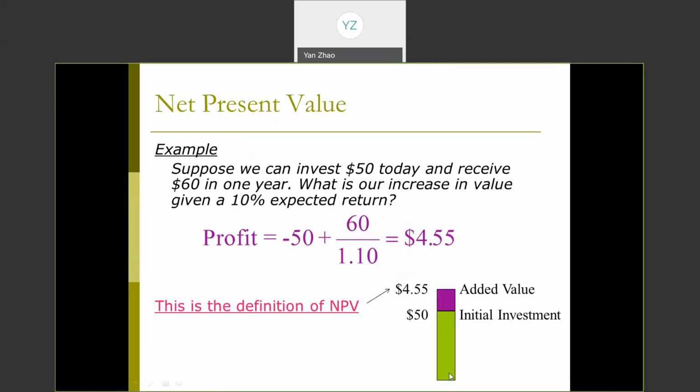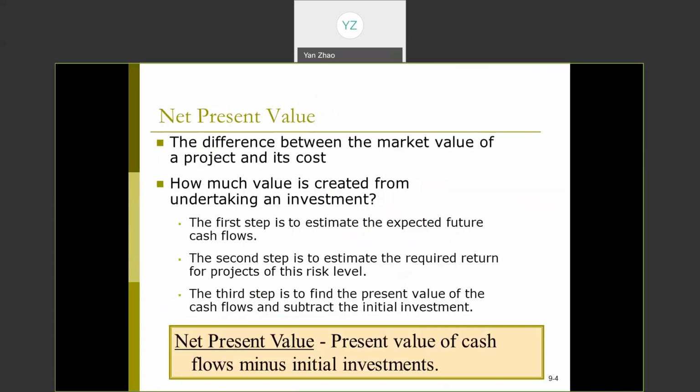If you look at the barcode here, the green one is your initial investment, which is $50. The purple one is the value added, $4.55. That is the definition of net present value. So basically, the net present value is the difference between the market value of a project and its cost or its initial investment. Okay, so basically, the net present value asks how much value is created from undertaking this investment.